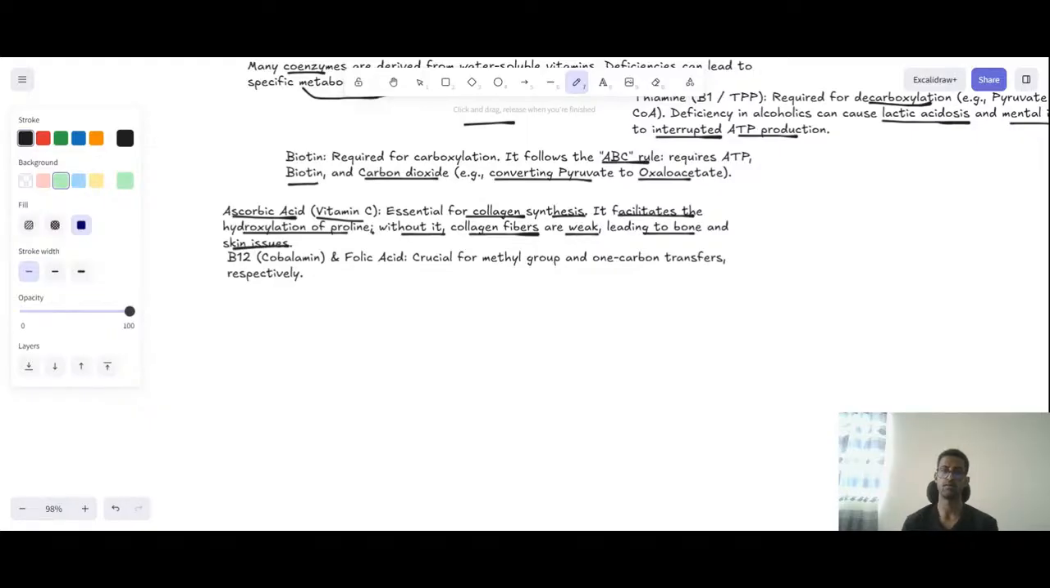Cobalamin and folic acid are crucial for methyl group and one-carbon transfer. So folic acid does one-carbon transfer, and it is crucial for methyl groups.